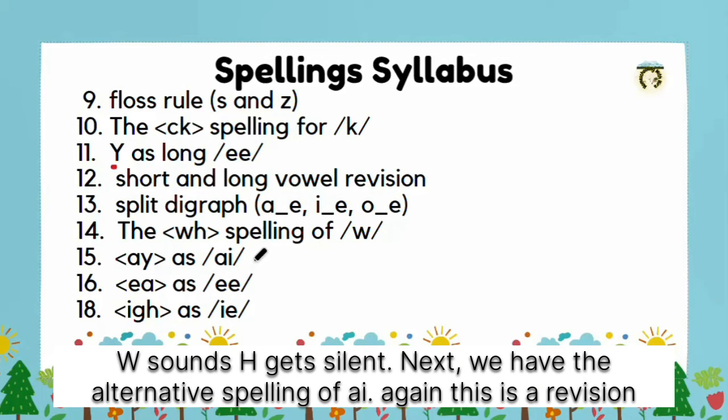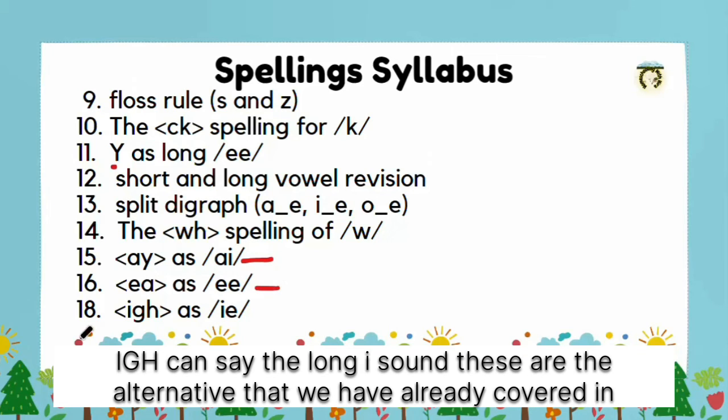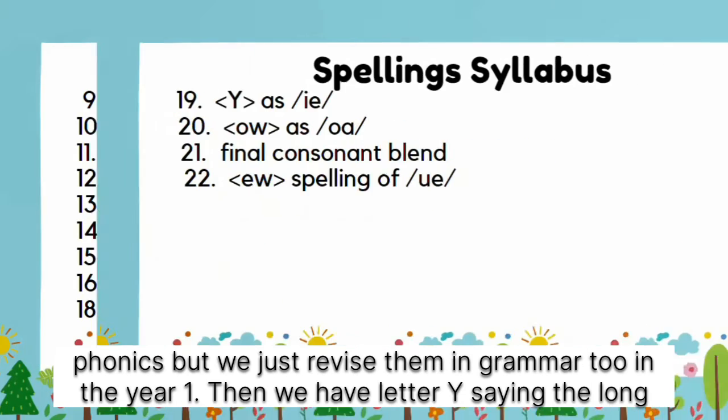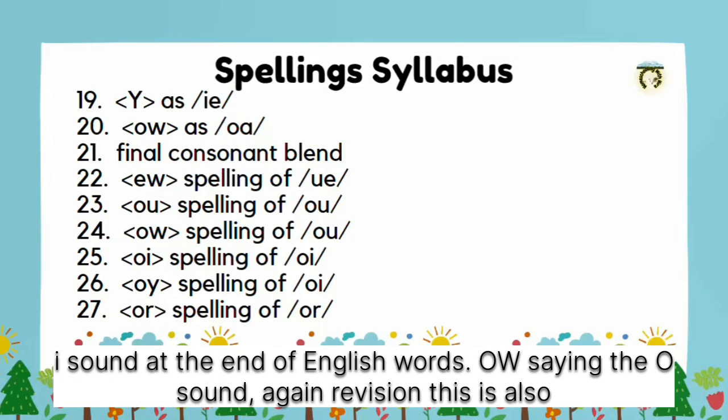Next, we have the alternative spellings of A. Again, this is a revision if they have done the proper phonics course. So, AY can say the long A sound, EA can say the long E sound, IGH can say the long I sound. These are the alternative spellings that we have already covered in phonics, but we just revise them in grammar too in year 1. Then we have letter Y saying the long I sound at the end of English words, and OW saying the O sound. Again, this is also revision.